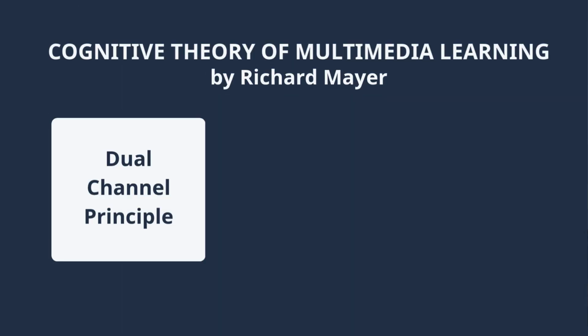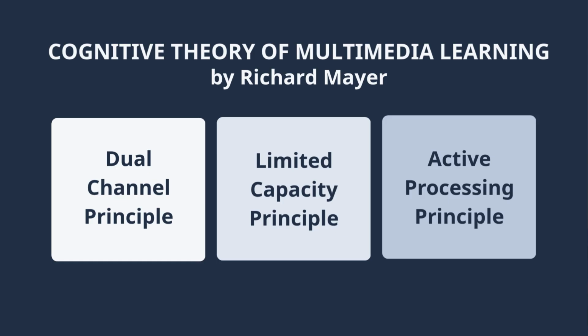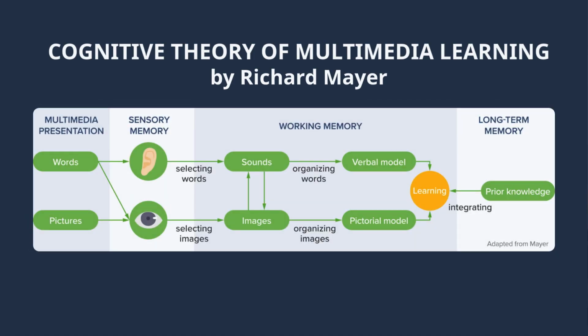One of the most influential frameworks in educational multimedia comes from Richard Mayer's cognitive theory of multimedia learning. This theory is built on three fundamental principles. First is the dual channel principle. Learners process verbal information and visual information through separate channels. Second is the limited capacity principle. Working memory can only process a small amount of information at one time. And third is the active processing principle. Meaningful learning occurs when learners actively engage with content by selecting important information, organizing it, and connecting it to prior knowledge. Together, these principles explain why presentation design matters so much.